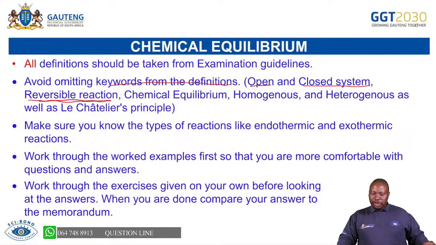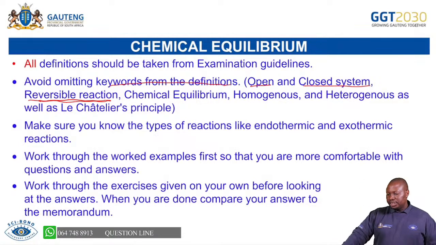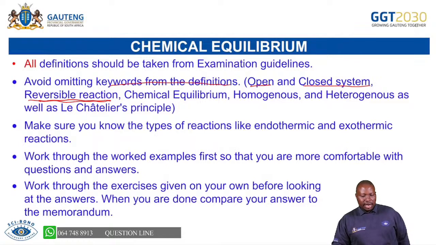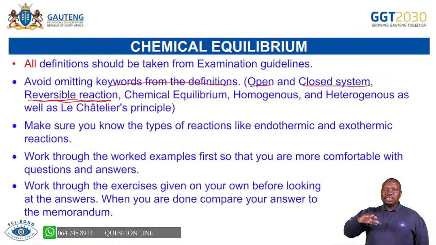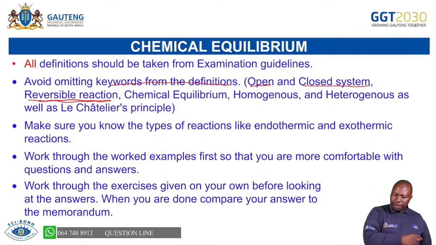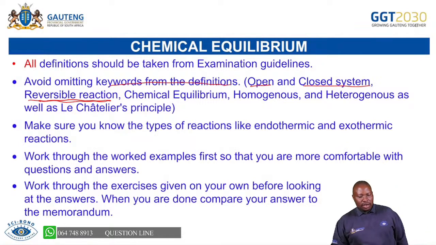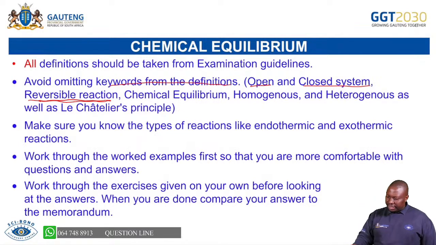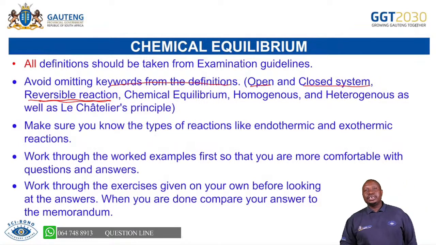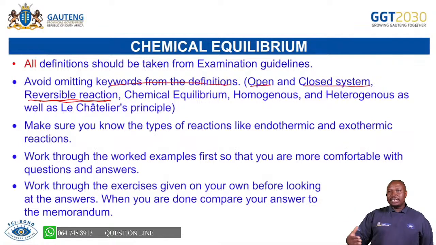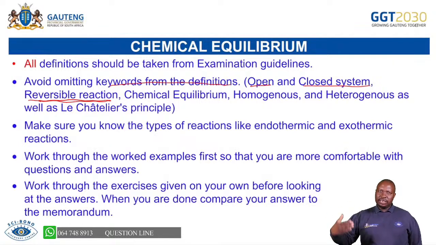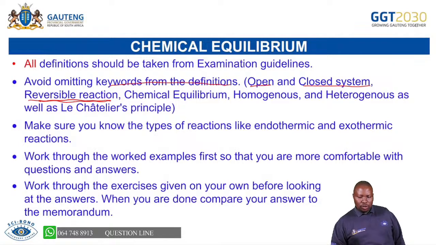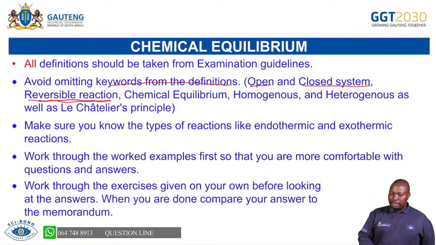And then we said, make sure that you know the types of reactions like endothermic and exothermic, and you know the graph. If the forward reaction is endothermic, the reverse reaction would be exothermic. And you must be able to work through the worked example first, so that you are more comfortable with questions and answers as you are practicing. That's what we are emphasizing. Work through the exercises given on your own before looking at the answers. As you will be practicing many questions, you do the questions first before you go to the answers. Then you can go to the answers to look for the correct answer.